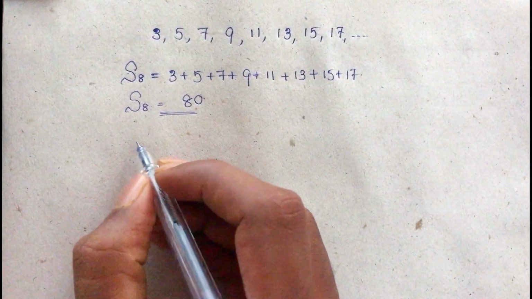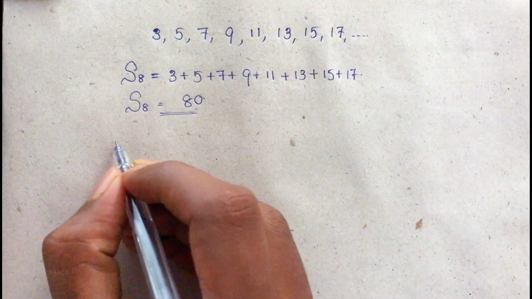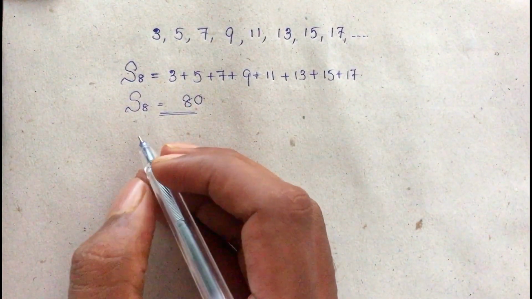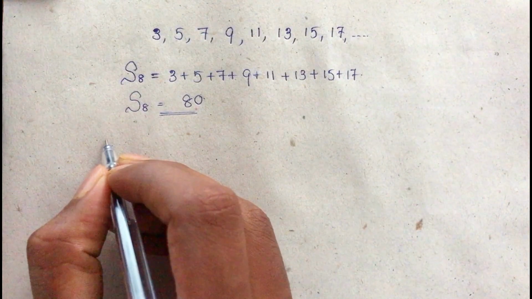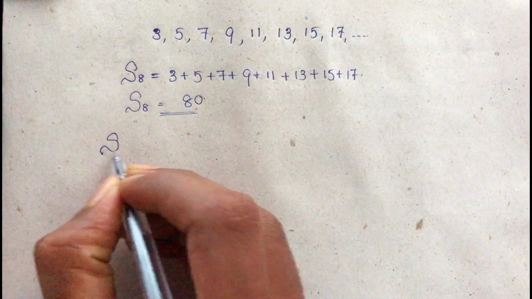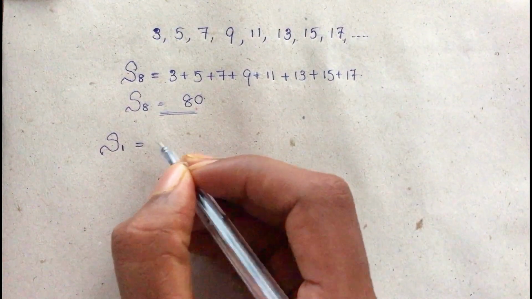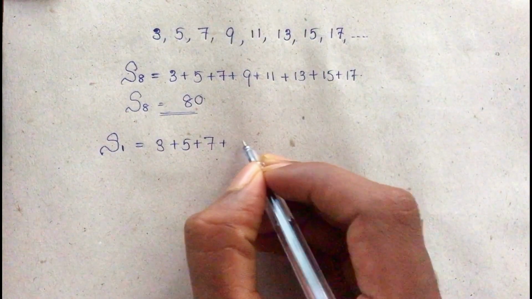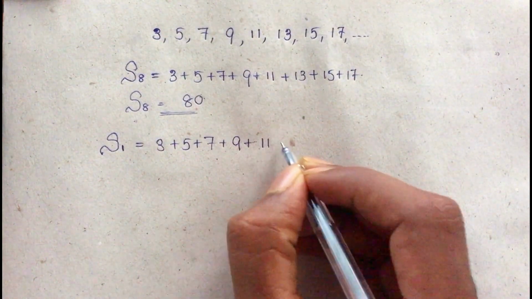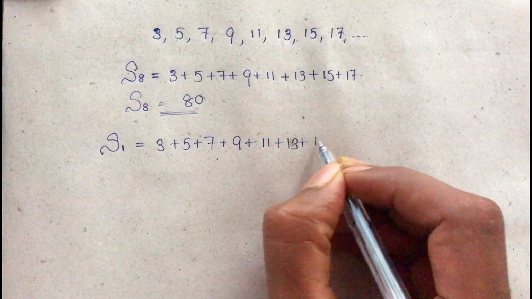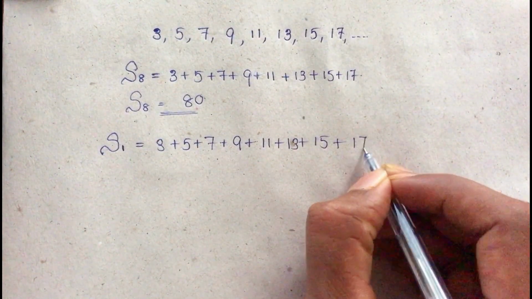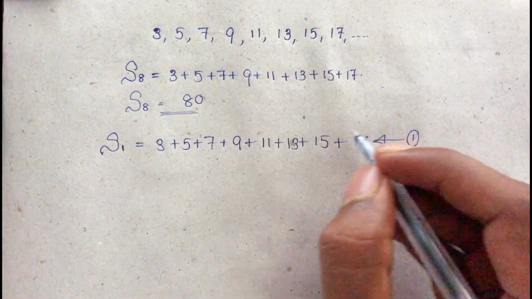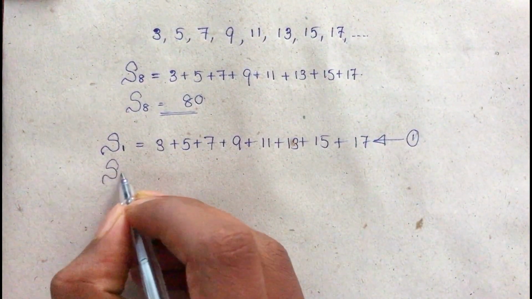The important thing is that we are going to build a formula to find the sum of n terms. You can get the idea by using this method. I am writing the first step as sum 1. You can add all these numbers in the same order. Then you get the addition of all terms as 80. It is marked as equation number 1.